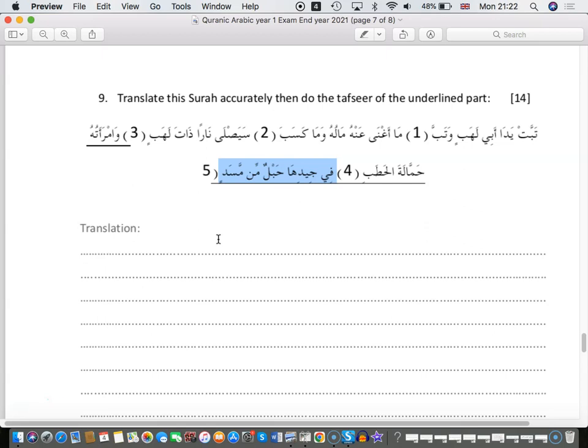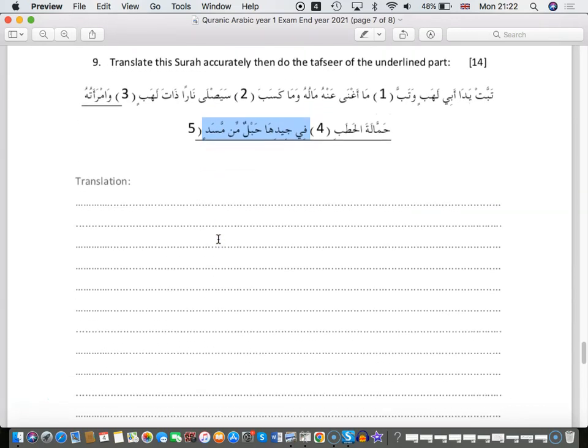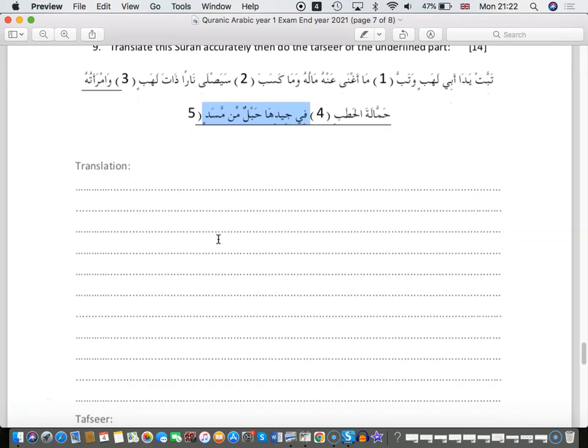Okay, so that's the translation. Now tafsir, finally. How would you explain this last part then? Remember, explain is not translation. Explain is in your own words. You explain what's happening over here. Put it into your head, absorb it, and just explain what's happening. The underlying part.